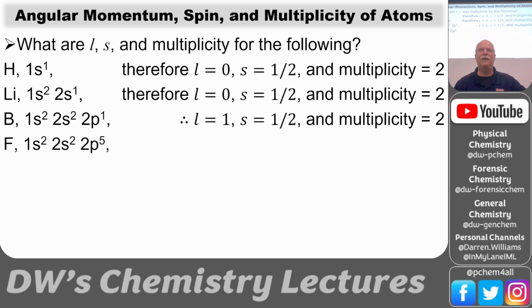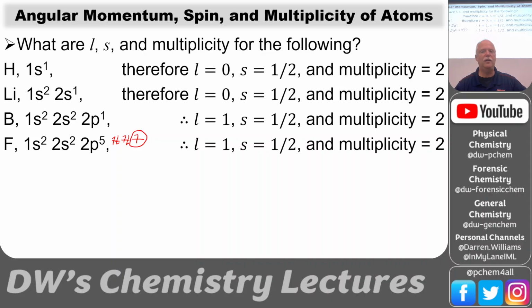This is a weird one. So if we're looking at a p5, 1, 2, 3, we have these electrons paired up like this, and I have one unpaired electron. Even though I've got a p5, I've got one unpaired electron. It is in a p orbital, so L equals 1. Spin is 1/2. Multiplicity is 2. So look at all the different ways you could prepare that situation of having a multiplicity of 2. Anytime you have one unpaired electron, you have a multiplicity of 2.